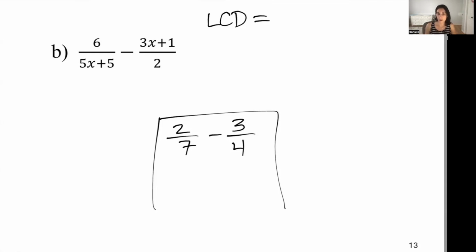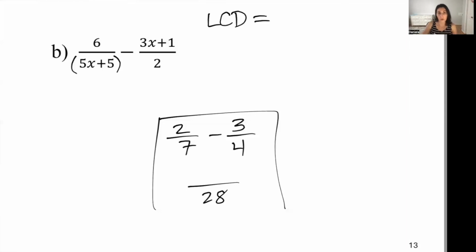What would the common denominator be? Well, it would be whatever 7 times 4 is, right? So you know that the common denominator is going to be 28. And that's the same thing that we're going to do in this scenario, right? So you're going to be super careful.